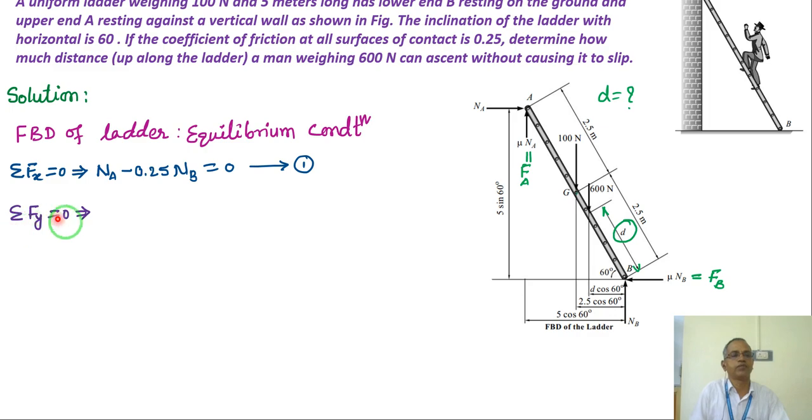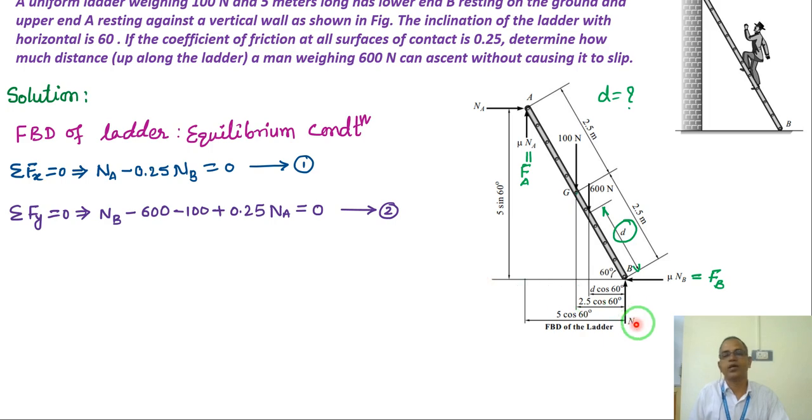Next, summation Fy. What is Fy here? Positive direction, mu NA is there, here NB is there, minus 100 is there, minus 600 is there, right. So NB minus 600, minus 100, then NA is upward, which is taken as positive, so 0.25 NA, which is the friction force, right.